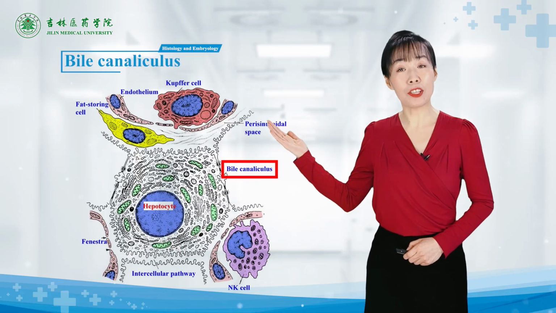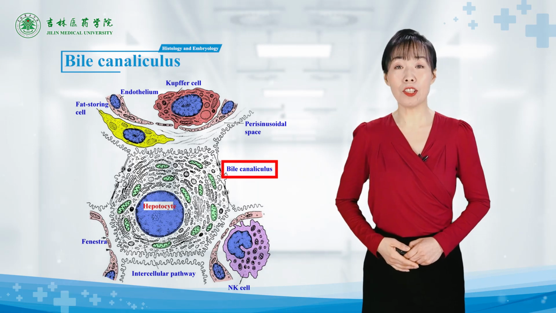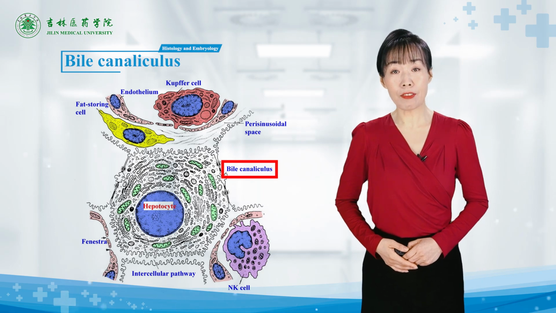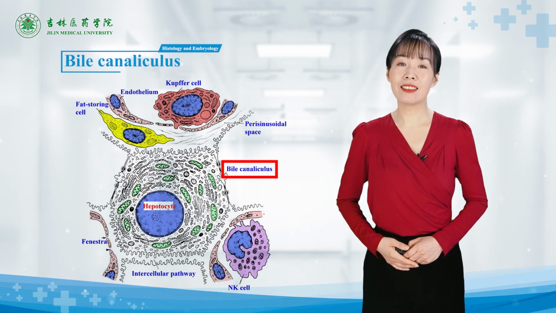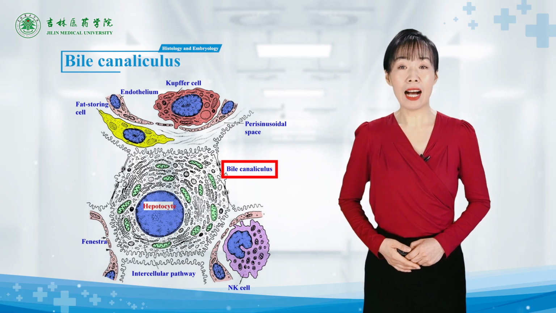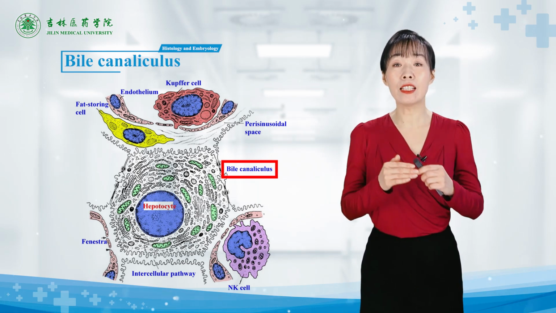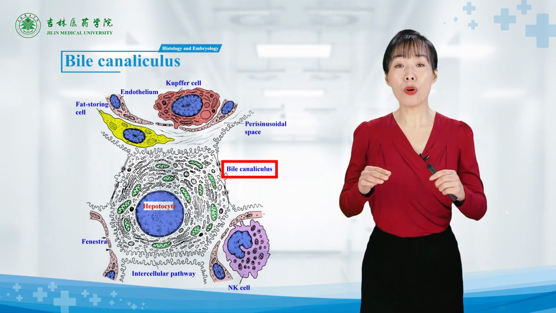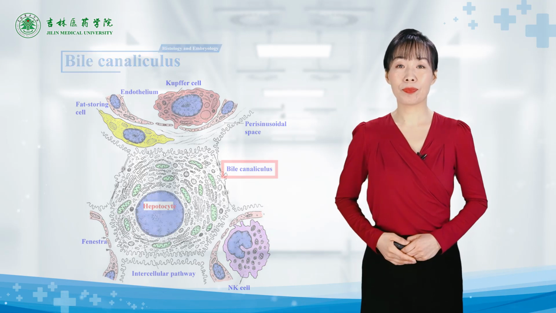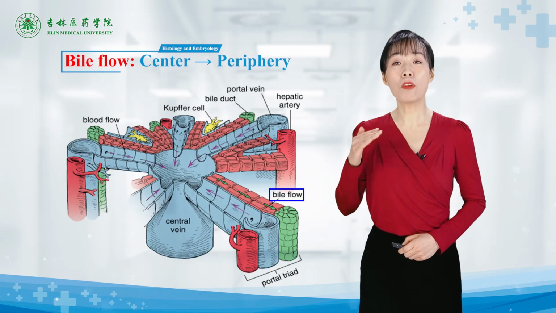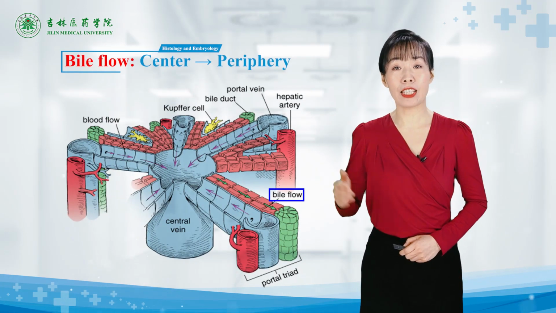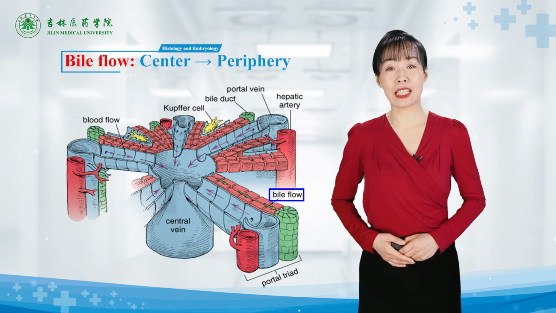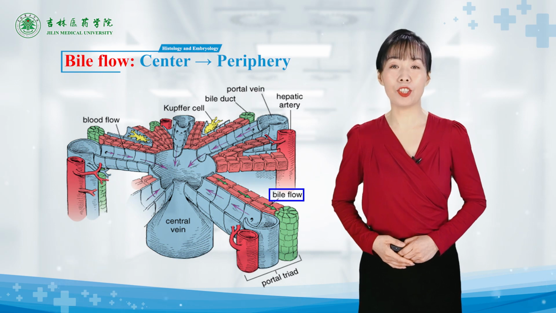Bile canaliculus is a small canal formed by opposed grooves in the surface of adjacent hepatocytes. Bile canaliculi are closed-ended near the central vein and also radiate from the central vein to the periphery. The bile flows from the center to the periphery. At the periphery, bile enters the interlobular bile duct by the canal of Hering.